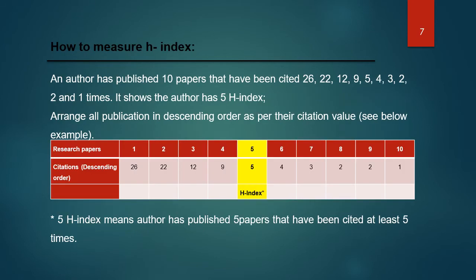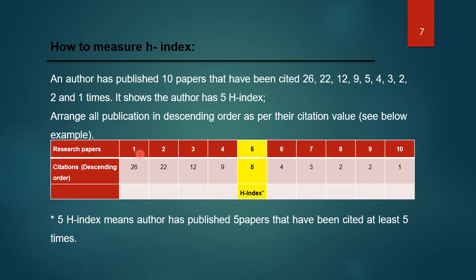Suppose you want to measure your H index value manually. So how can you measure it? Suppose you have published 10 papers. Arrange all these publications according to their citation values in descending order. As you can see here, these are the 10 publications, all arranged in descending order of citations. This is the highest number of citations and this is the lowest.